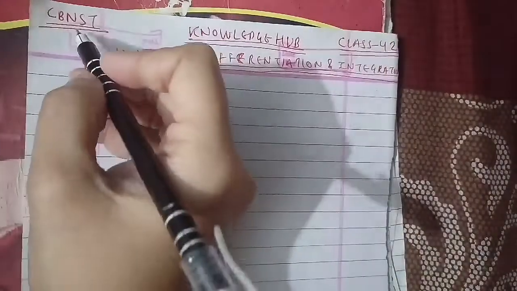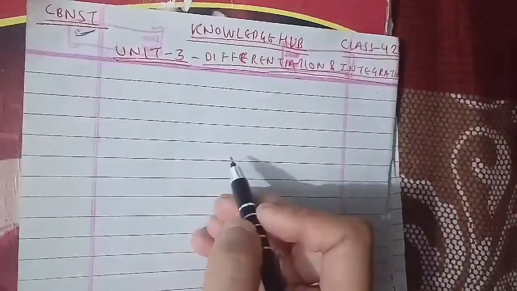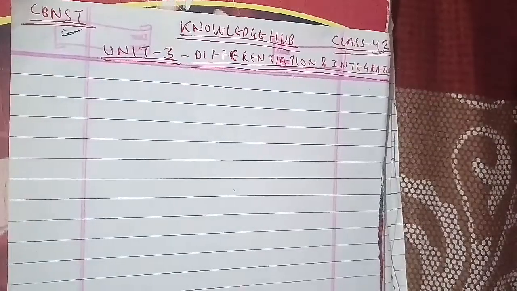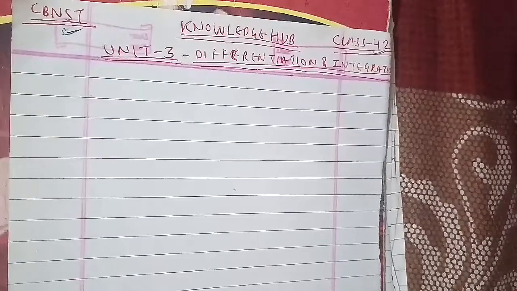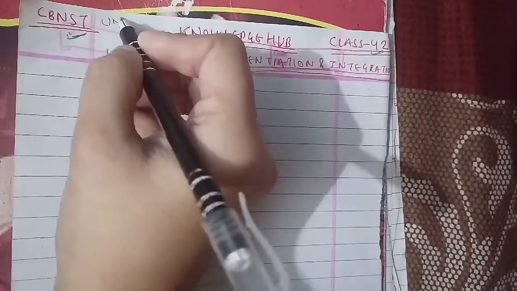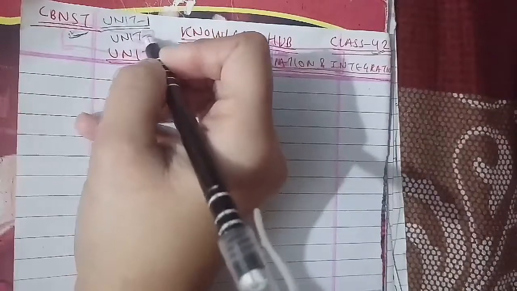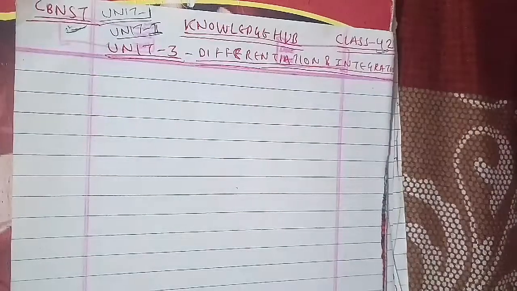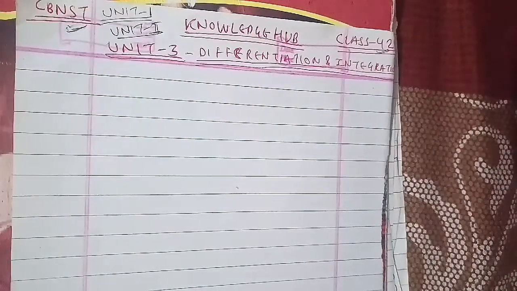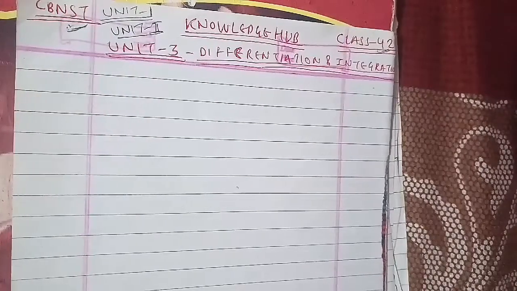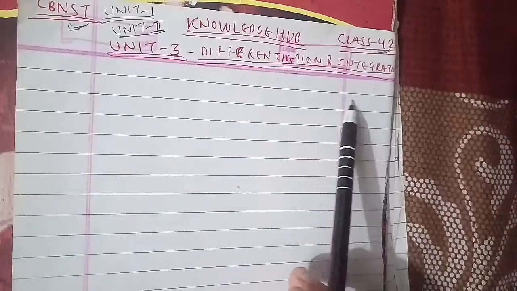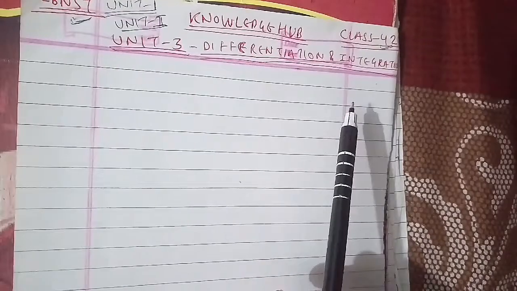Today we're going to start with CPNST, the computer based numerical and statistical technique, which has been your 42nd class. In your last class, the 41st class of the session, we had done unit 1, which is computer arithmetic, errors and roots of equation. We had also done unit 2, which is interpolation and curve fitting. And now we're going to start with the third one, which is differentiation and integration, numerical differentiation and integration, that is the name of the unit.